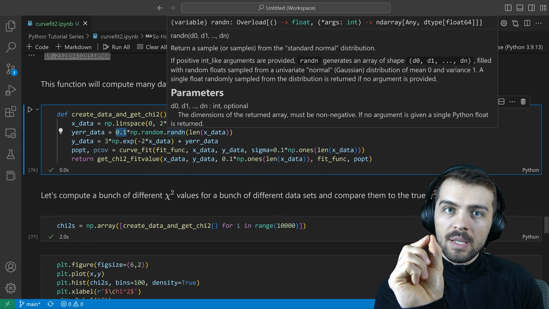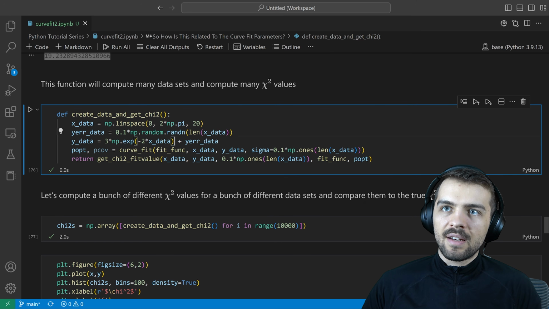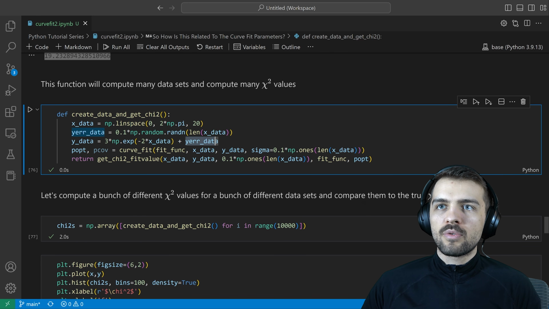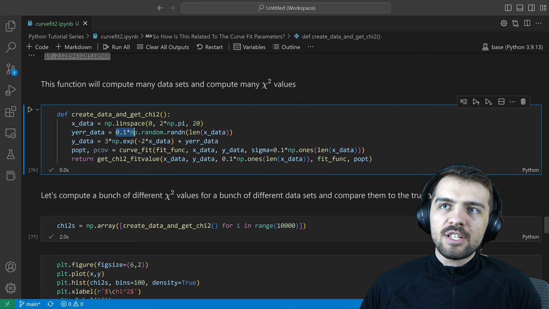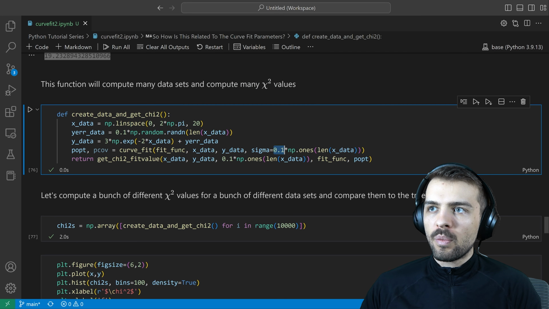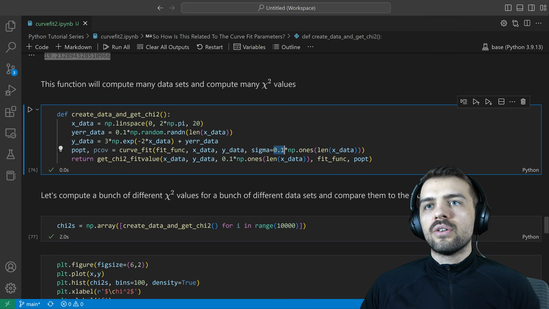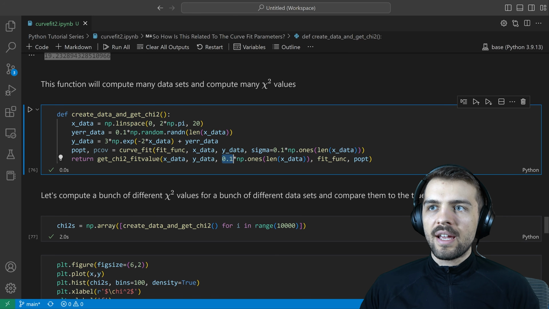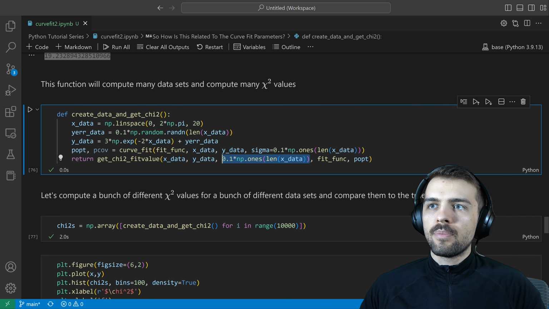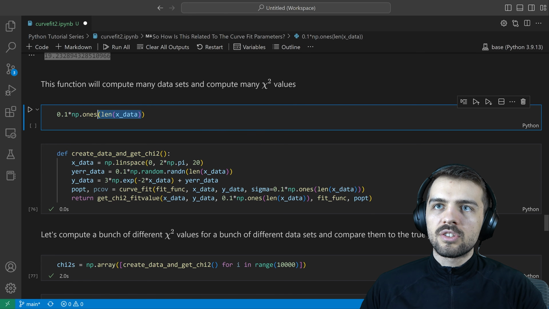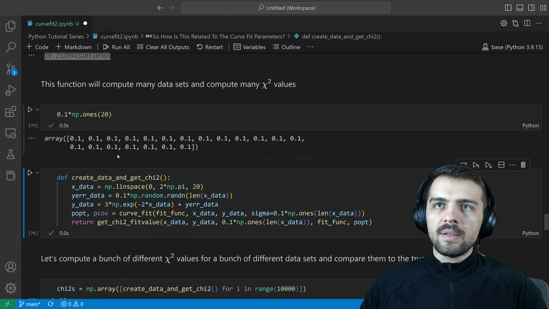So sometimes it will be close to 3 times e to the negative 2x. Sometimes it will be a little bit greater if there's a greater error. But the point is that the standard deviation on each one of these errors is equal to 0.1. Then I call the get chi-squared fit value, x data, y data. It's going to be 0.1. It's an array of 20 0.1s. That's exactly what this does here. If I call 0.1 times np.ones 20, it will just give me 20 0.1s.